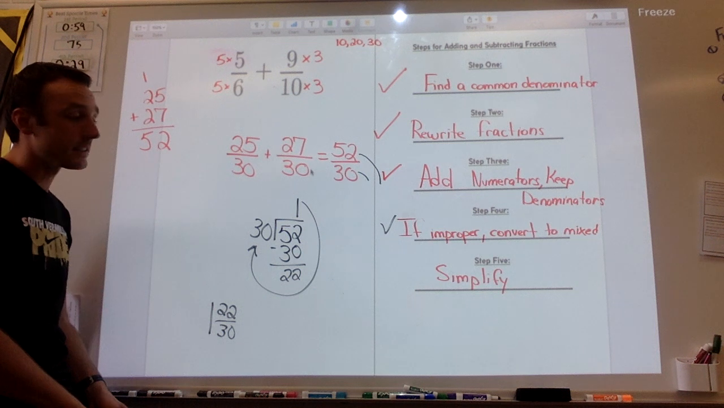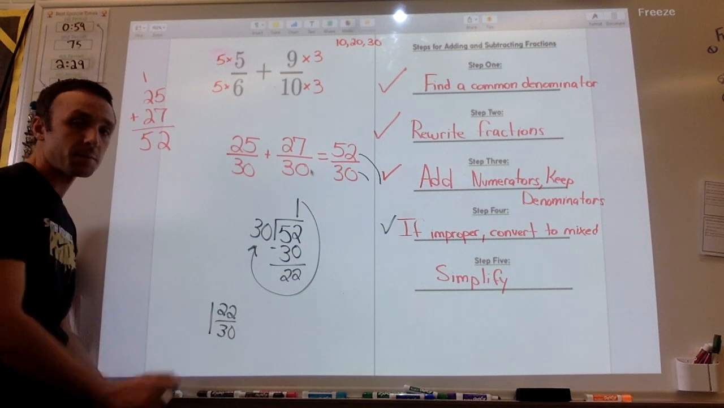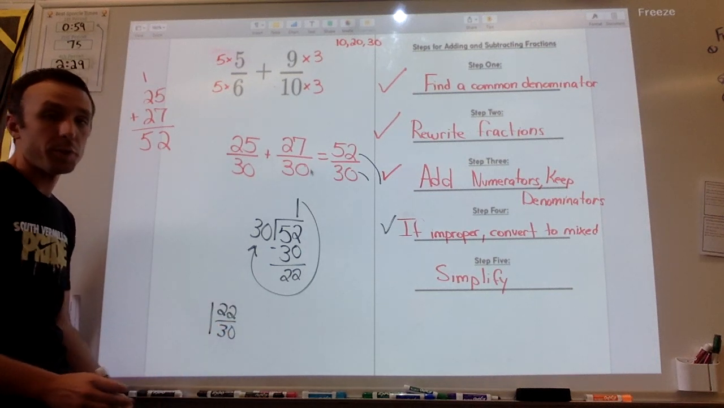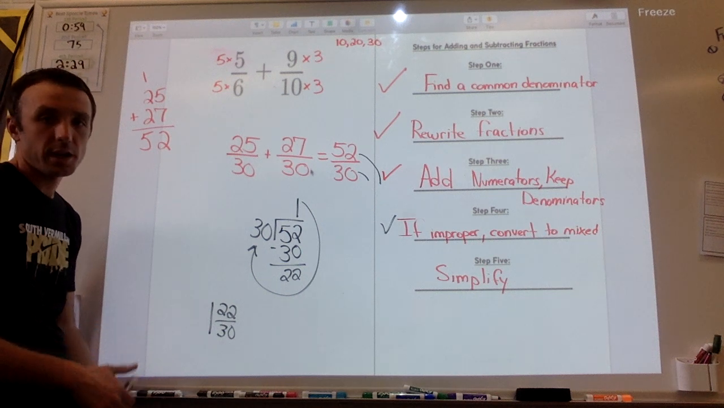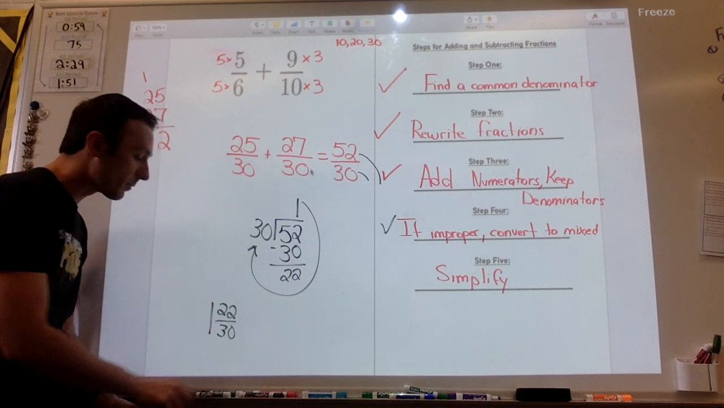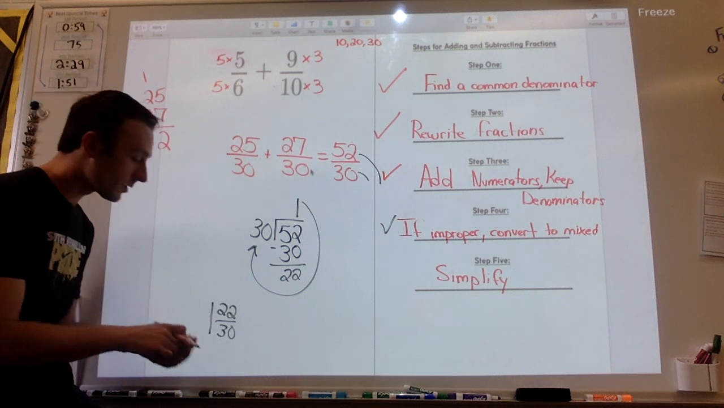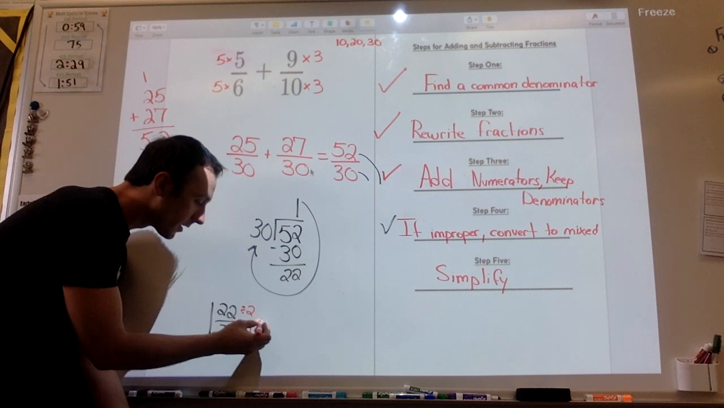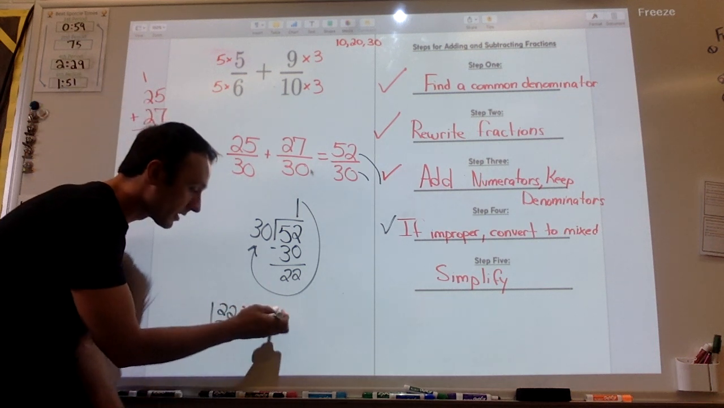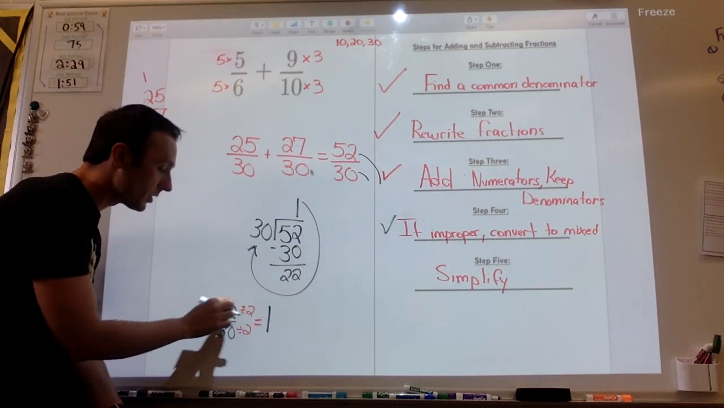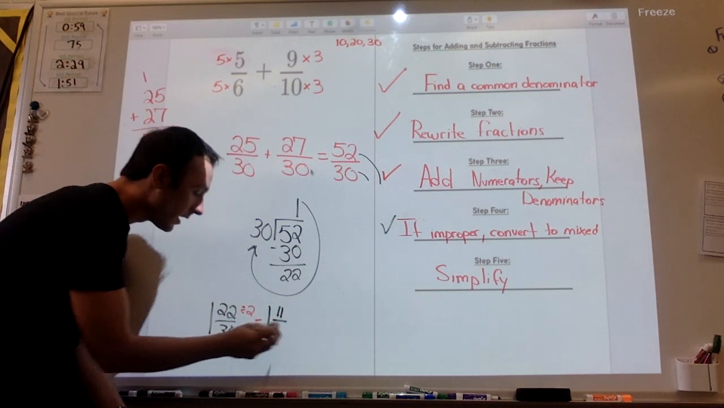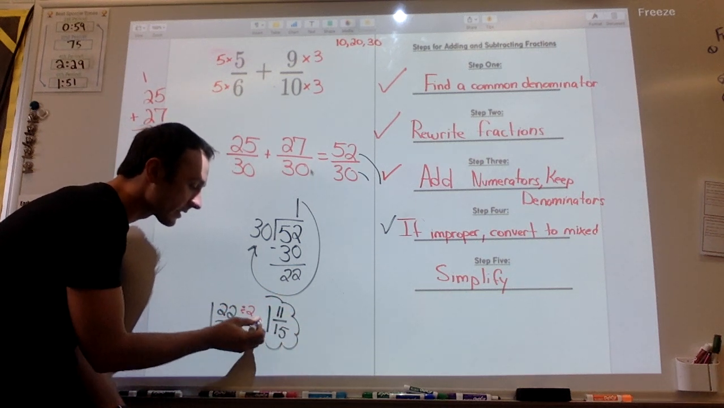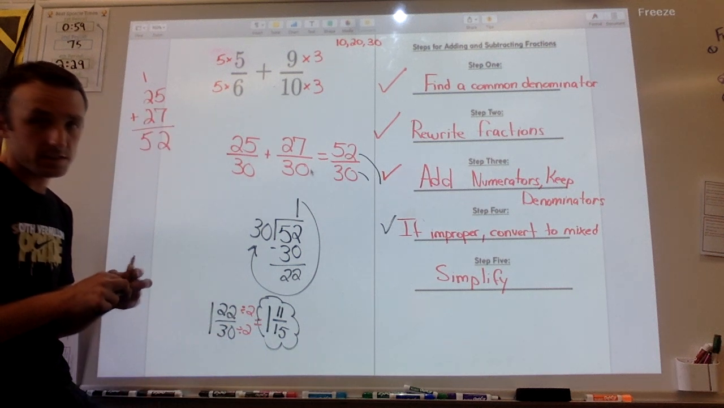So now I have to look at step 5, and step 5 says simplify. Can I simplify my fraction? Yes, I can. How do I know that? Well, I see that 22 and 30 are both even. If both numbers are even, they always share a common factor of 2. So I can divide both my numerator and my denominator by 2. So I'm going to divide my numerator by 2. And I'm going to divide my denominator by 2. And I get the answer of, well, my whole number stays the same, so 1. 22 divided by 2 is 11. And 30 divided by 2 is 15. So my final answer for my second example problem would be 1 and 11/15.